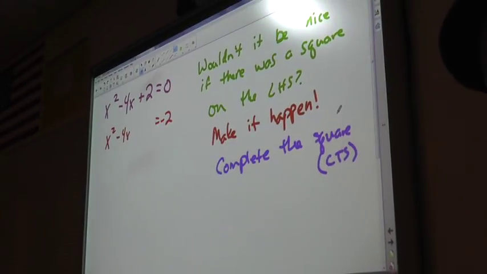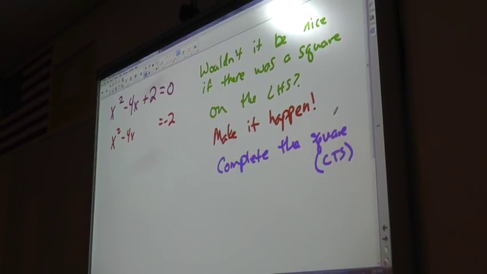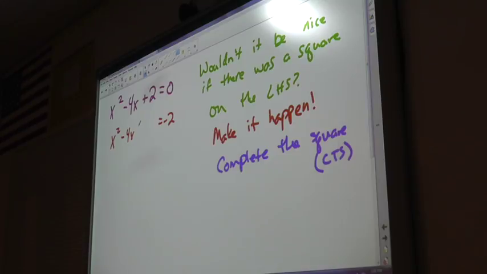Complete the square. And I might call this CTS. So, complete the square. I'll call it CTS, but please don't call it CPS for torturing young people in this class. Everyone's over 18, right? All right, so I'm torturing adults, so I'm safe.